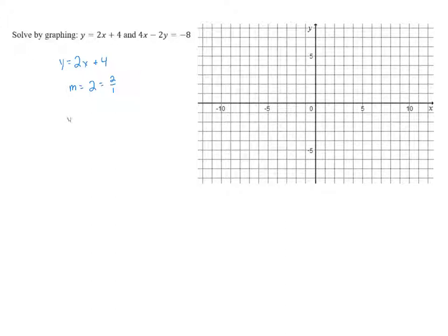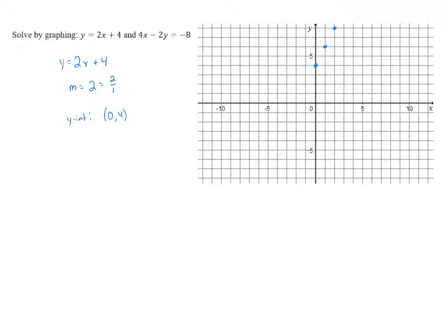And then the y-intercept comes from the constant term, which is 4. So that's going to be (0, 4). So our starting point is the y-intercept, (0, 4), and the slope is 2 over 1. So we rise up 2 and run to the right 1. We rise up 2, we run to the right 1.